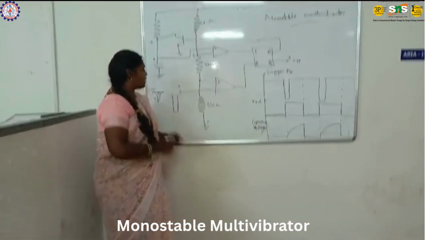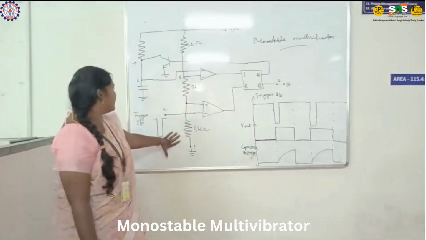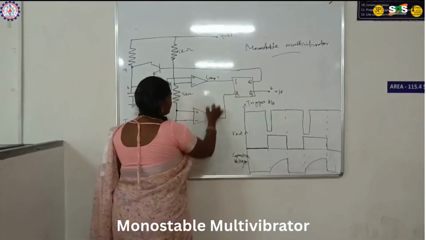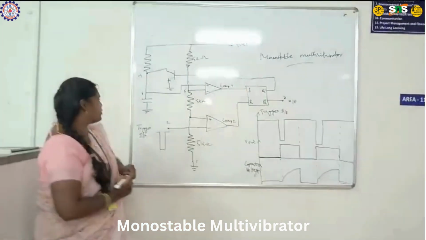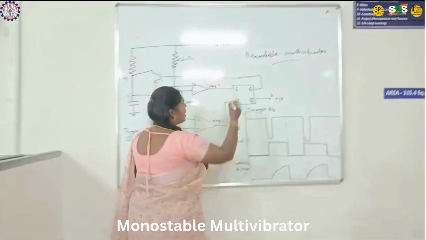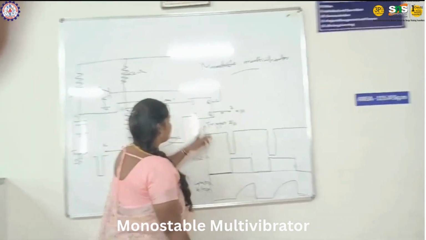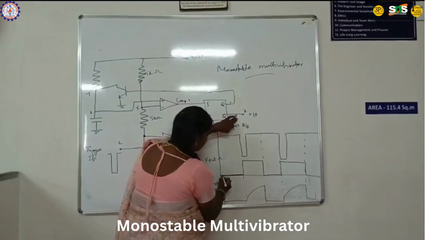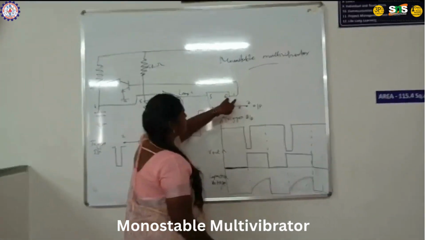So this is the functional diagram of the monostable multivibrator. In this multivibrator we have two comparators, comparator 1 and comparator 2, and one flip-flop. Initially we assume Q equal to 1 and Q bar equal to 0. So the value here is 0, which means Q is 1.